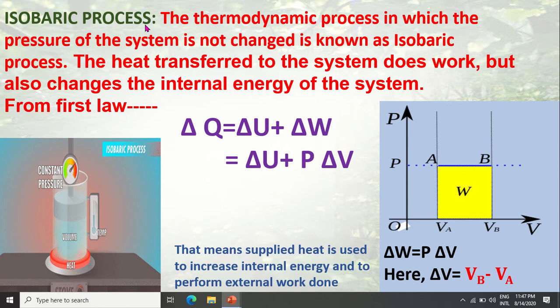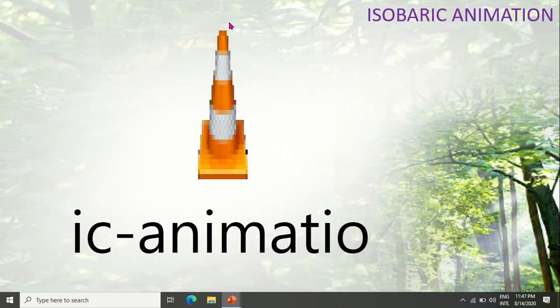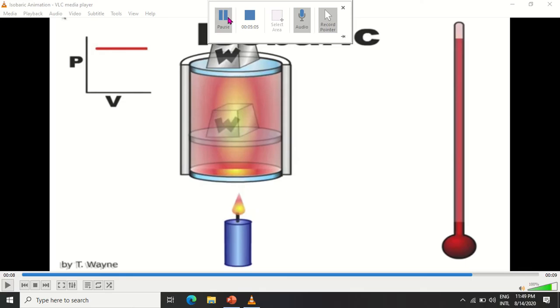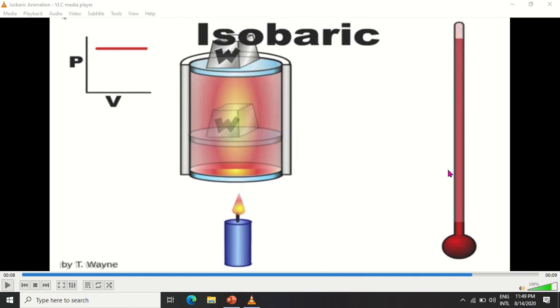Now we will explain the isobaric process by using an animation. Look at the animation. So here you get, by applying heat, the volume is changed, the temperature is changed, and the pressure remains constant.